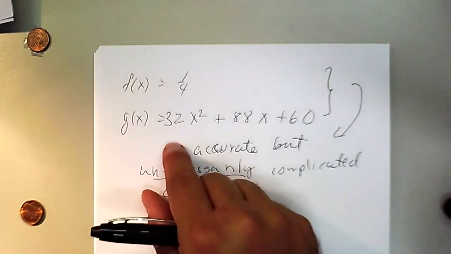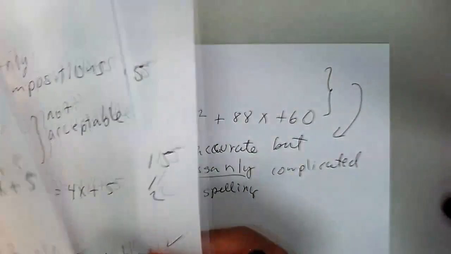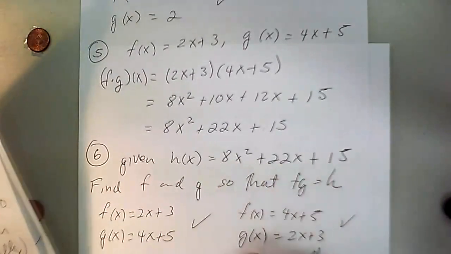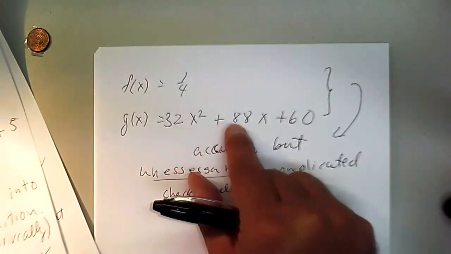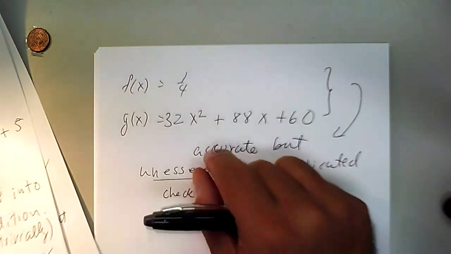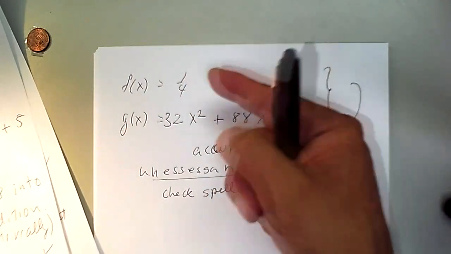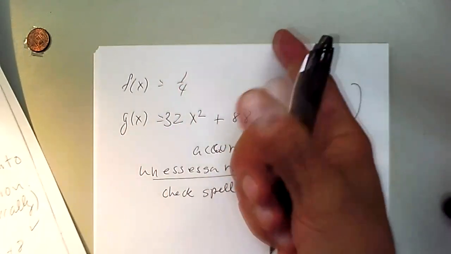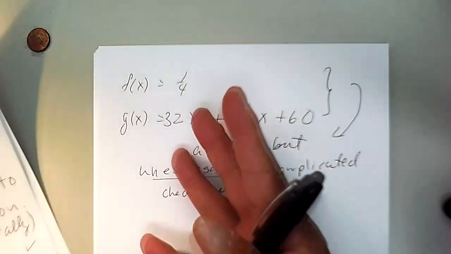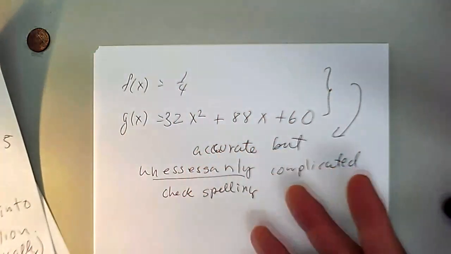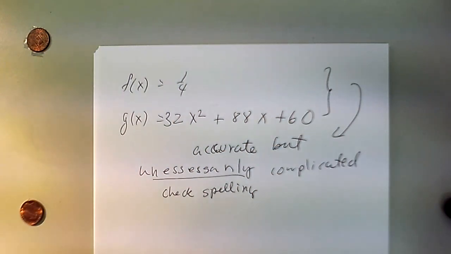Anyway, going back to this, the original problem has simpler numbers, 8, 22, 15. These are more complicated numbers, 32, 88, 60. And then 1/4 is a fraction. So we're really making this more complicated than it has to be. Why would we want to do that? We are not gaining anything. The point of splitting things into parts is so that each one of the parts is simpler to deal with. That's typically what we want to do.